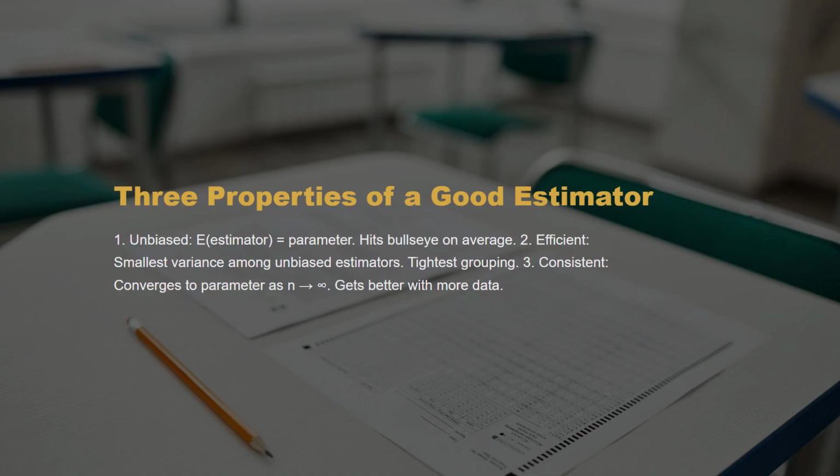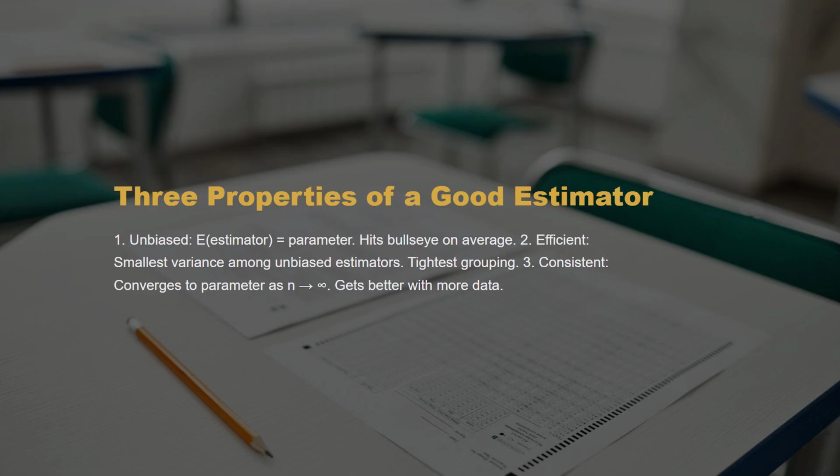Third, consistency. An estimator is consistent if it gets closer to the true parameter as the sample size increases. As n goes to infinity, a consistent estimator converges to the population parameter. The sample mean is consistent because its standard error, sigma over root n, goes to 0 as n increases.